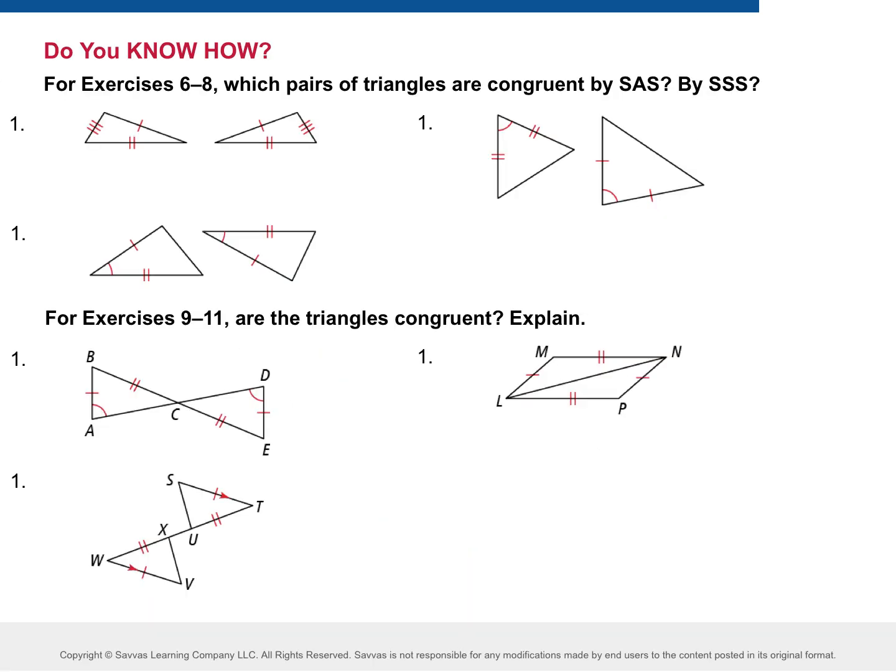Number 6 through 8, you are saying if the triangles are congruent and by which theorem. So on number 6, are those two triangles congruent? Yes. Why? SSS. Side, side, side. Clap once if you agree with that. What about number 7? Clap once if you agree with yes. Clap once if you agree with no. Okay. No wins. No is correct.